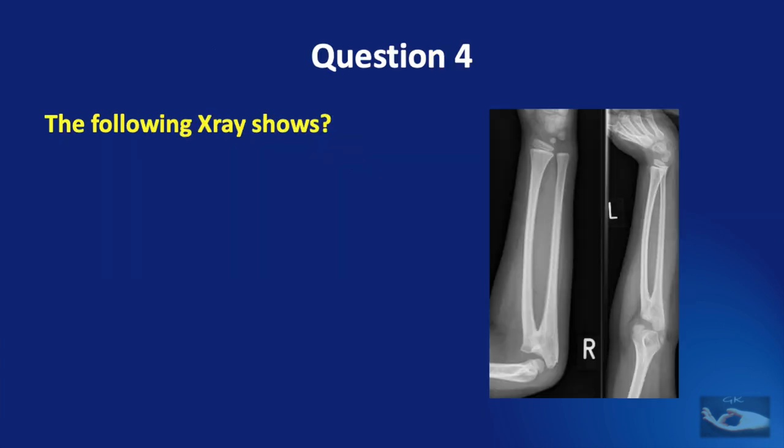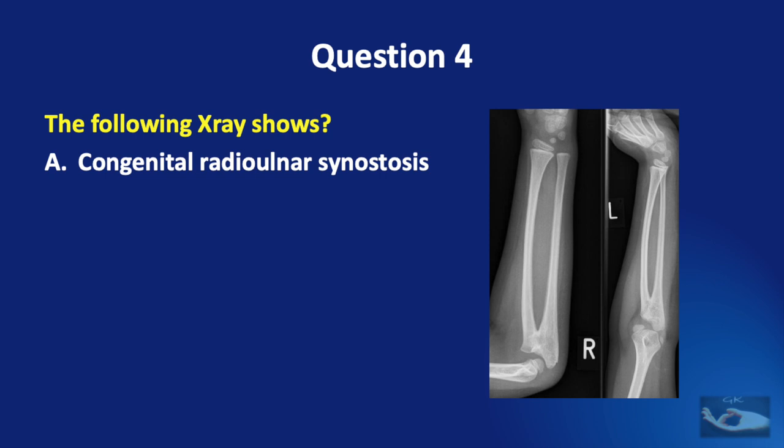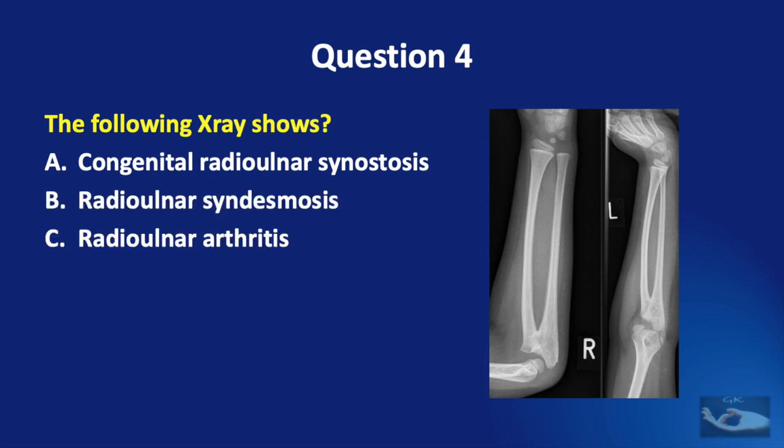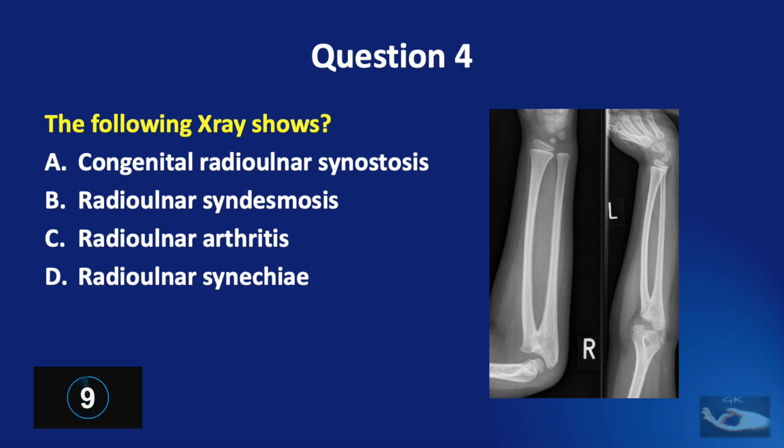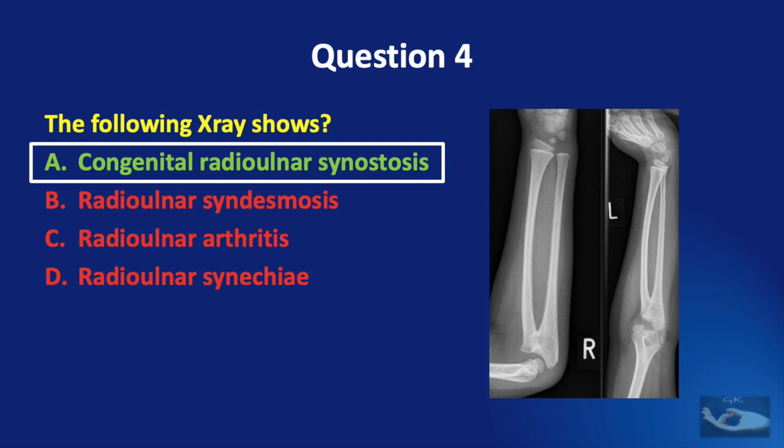Question number 4. The following X-ray shows congenital radioulnar synostosis, radioulnar syndesmosis, radioulnar arthritis or radioulnar synechiae. And the correct answer is the X-ray shows congenital radioulnar synostosis.